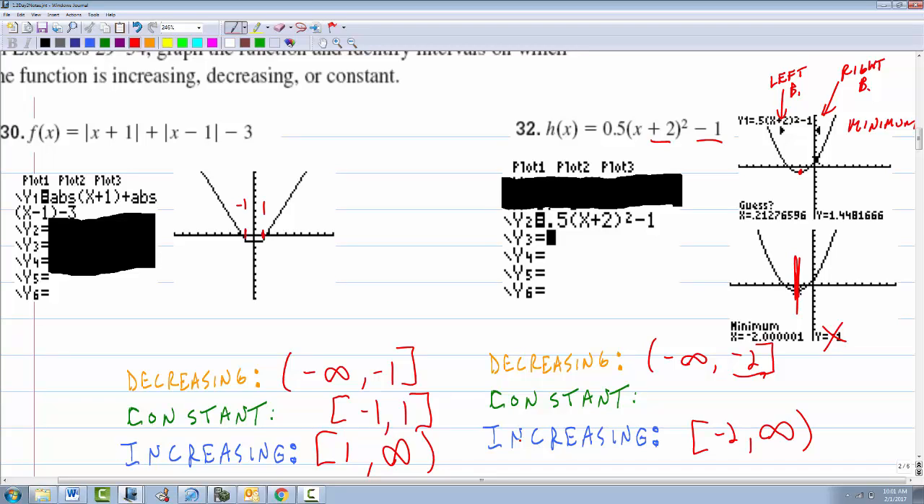Okay, if they ask you where are the intervals where it's increasing, decreasing, or constant, you're going to need your graphing calculator. And then you're going to have to, okay, I typed this in. Then I type it, I get this.